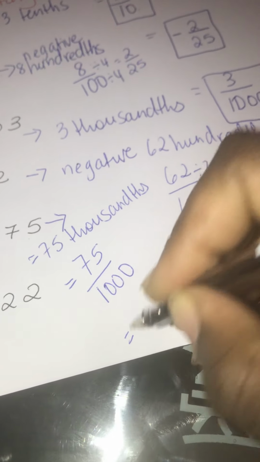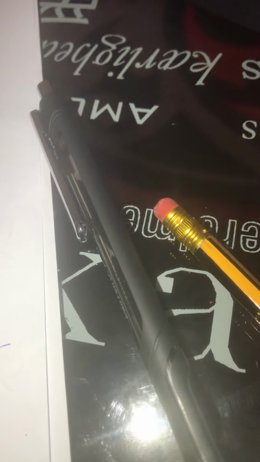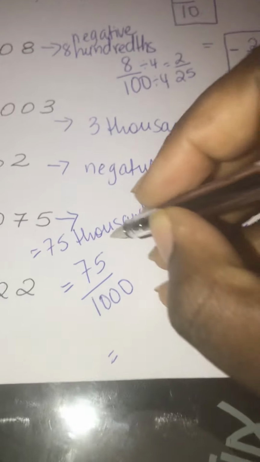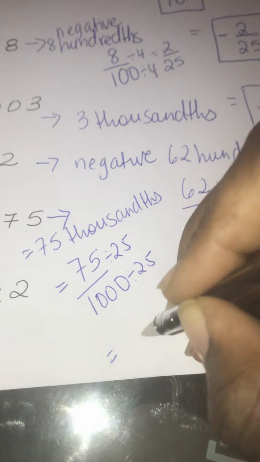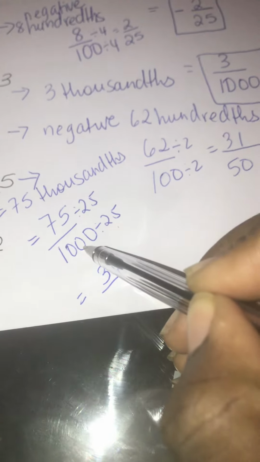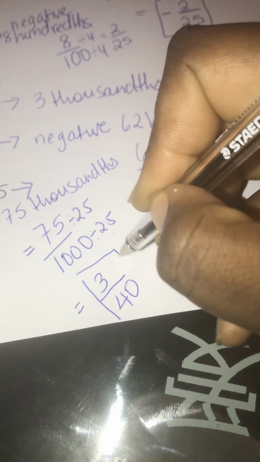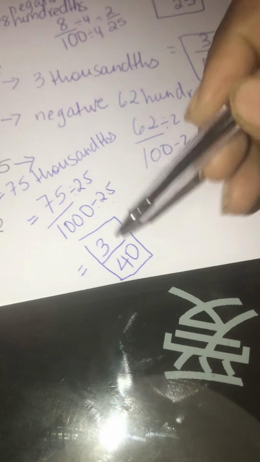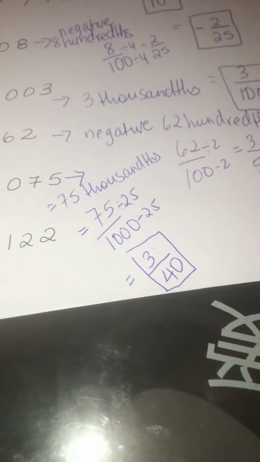I need to simplify. Let me use 25. 25 times what is 75? 75 divided by 25 is 3. Yes. So I can use 25. 25 divided by 25, I will get 3. 25 goes into 100 4 times, so this is 40. Okay, and that is my answer. There is no common factor between 3 and 40, so this is the simplest form.